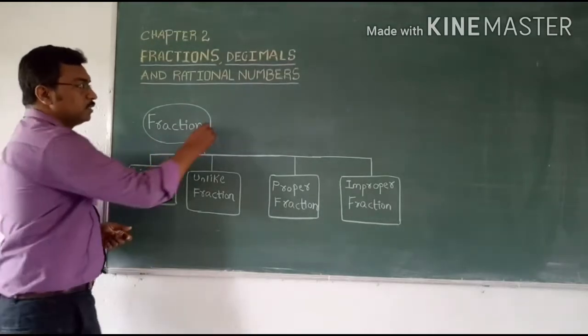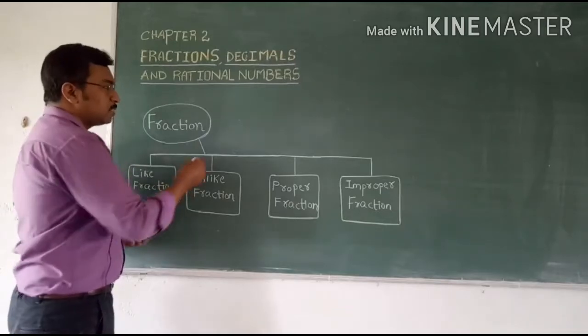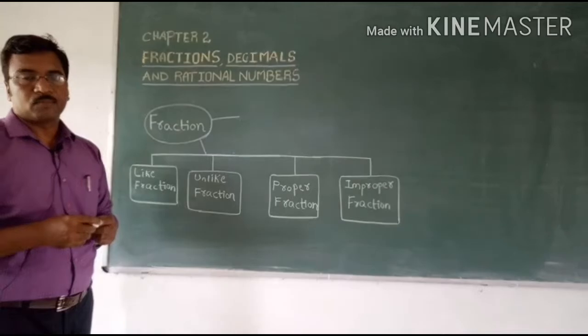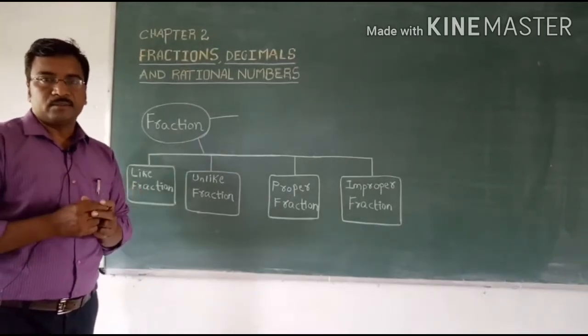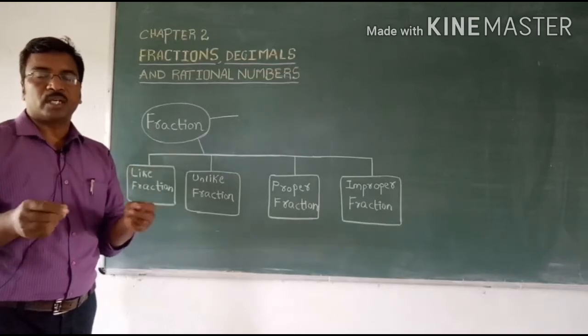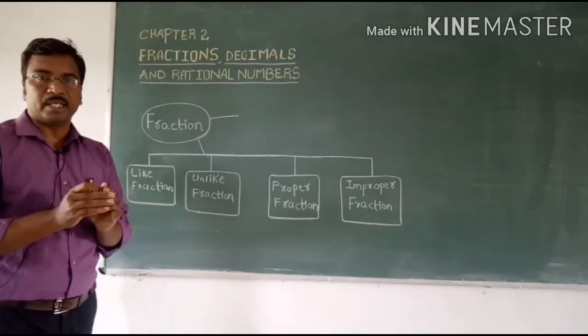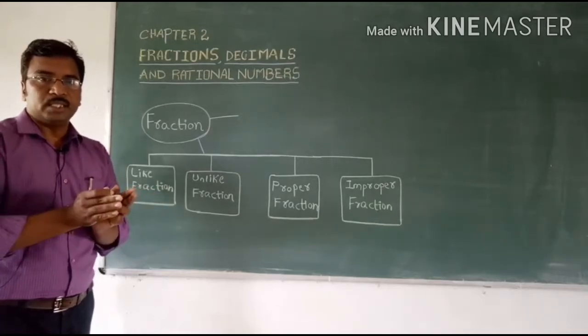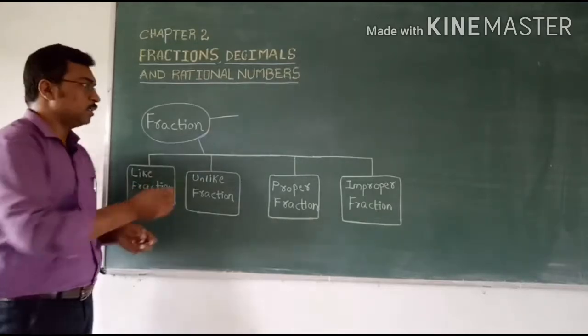What is a fraction? A fraction is a part of the whole. For example, a banana is there. We have to distribute that one banana to two members. So how can we distribute that banana? By making it half. So 1 by 2, 1 by 2. So this is the way of fraction.